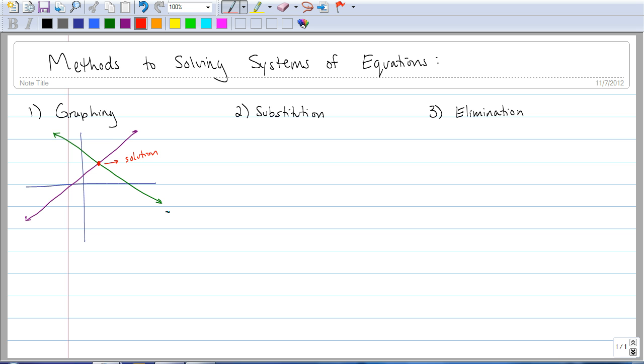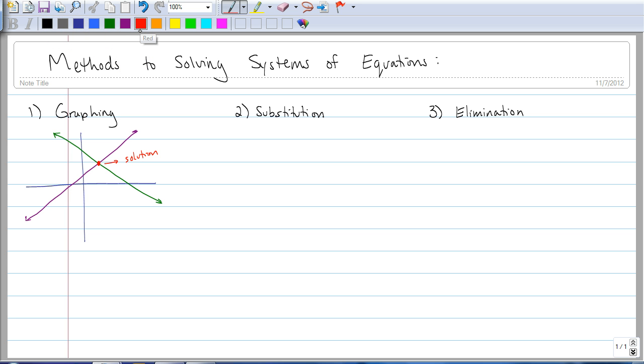Because remember, to solve a system of equations, what essentially we're finding is what value for x and what value for y would be the same for both of those equations, or all three, or however many equations that we're looking at. So for this when we look at graphing, we're looking for the intersection point, because that would be where the x and y are going to be the same for both of those equations. Now today we're going to be looking at substitution.